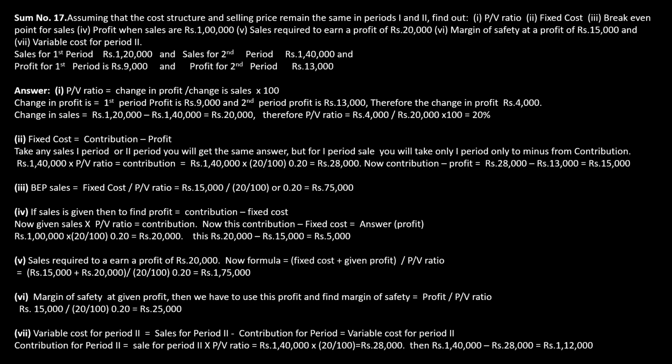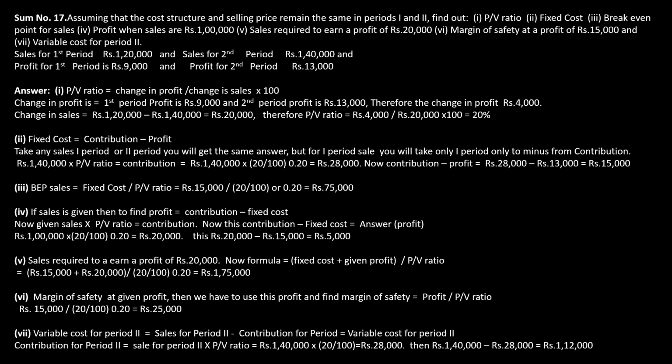That is, when compared to the previous year, in the current year there was an increase in profit to the extent of 4,000. The same way, when compared to the previous year, the sales were increased by 20,000 rupees. Earlier it was 1,20,000, now it is 1,40,000. Now therefore PV ratio will be change in profit divided by change in sales into 100. My change in profit is 4,000, my change in sales is 20,000, into 100 will give me 20%. Therefore my PV ratio will be 20%.